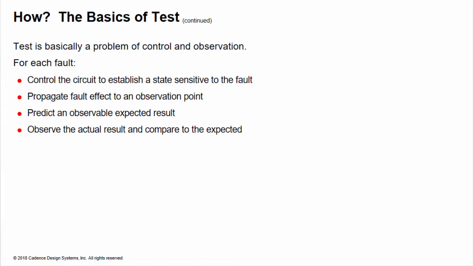For each fault, we need to manipulate the inputs to establish a circuit state that is both sensitive to the presence of the fault and will propagate the response to an observation point. Sensitive to the fault means that the circuit will produce different responses depending on whether the fault is present or not. We then compare the observed response to the predicted value.